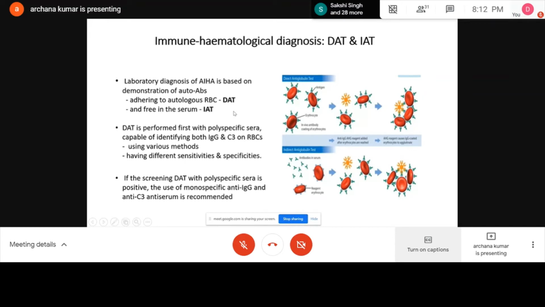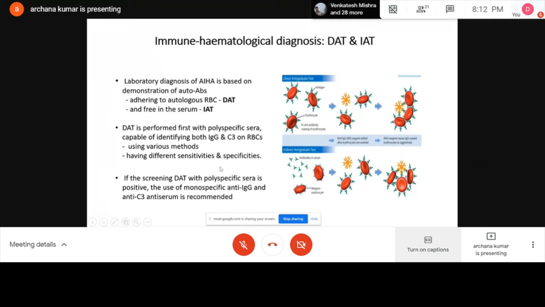So when we perform the direct antiglobulin test, it is first performed with polyspecific sera, which is capable of identifying both IgG and C3. There are various methods used. They have different sensitivities and specificities, and the gel technique is much more sensitive than the ones that were commonly used.